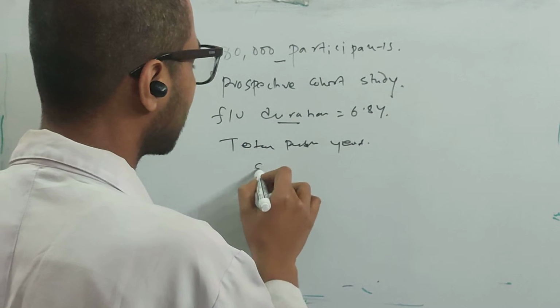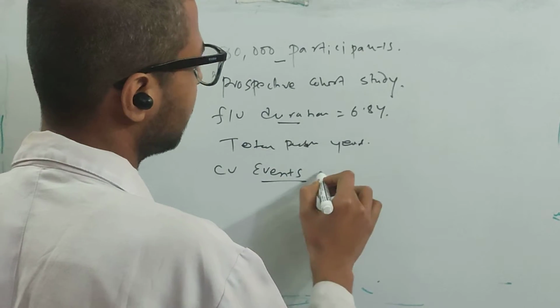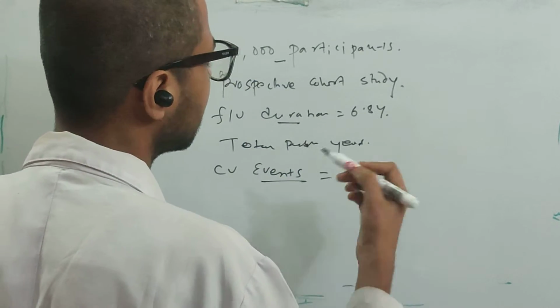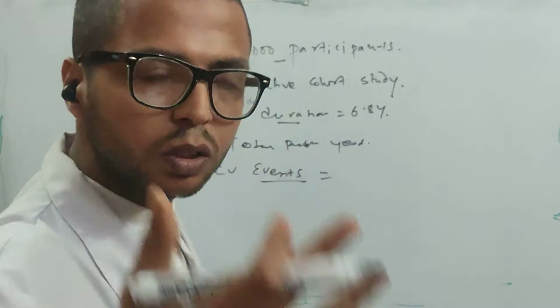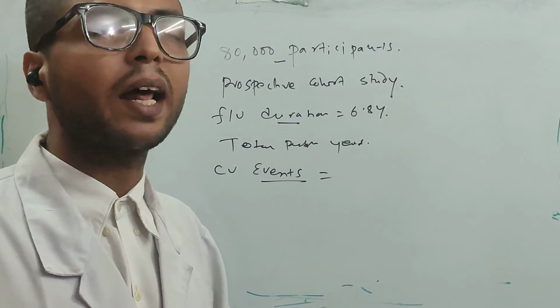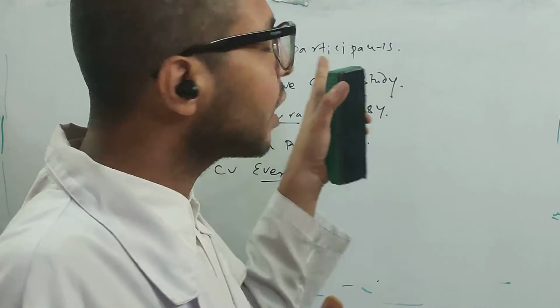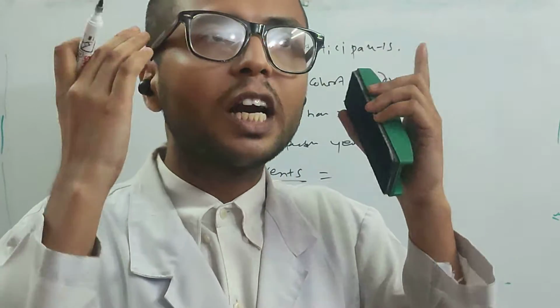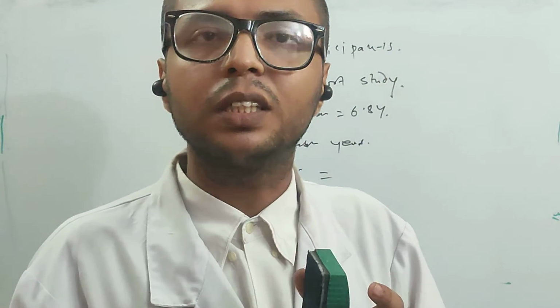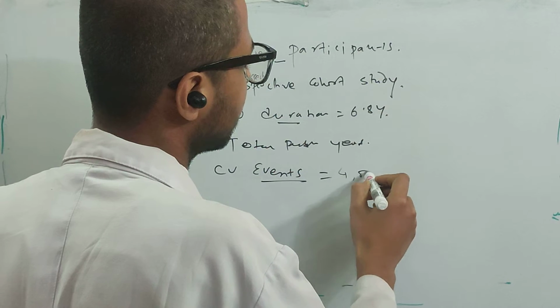I mean to say that total events were about 4,000. Events means cardiovascular events like ischemic heart disease, stroke, in persons who did not have cardiovascular disease, because they enrolled these 80,000 participants who did not have prior cardiovascular disease. So total events were about 4,000.